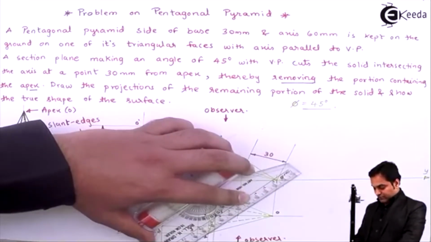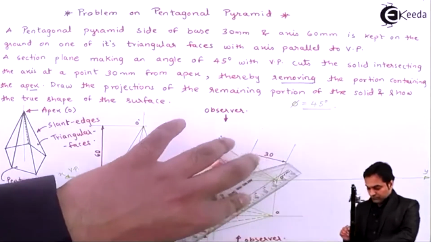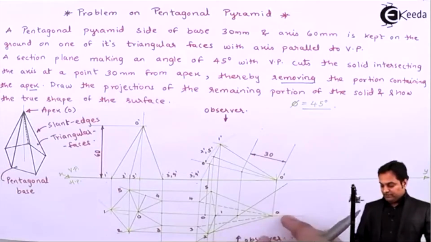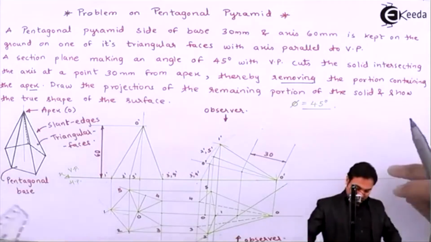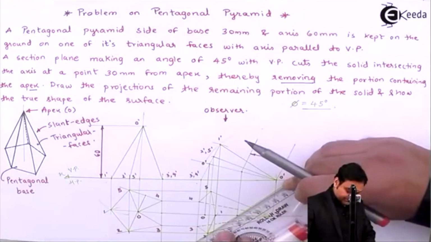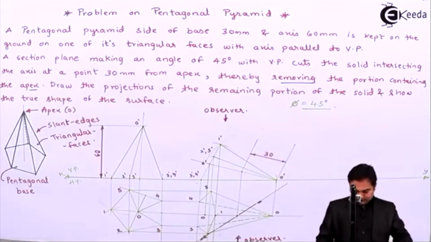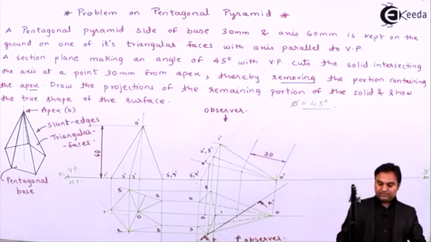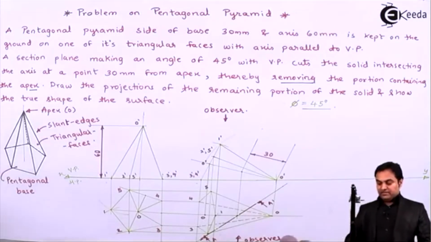Now when I am measuring 45 degrees and drawing a line, this light line shows the cutting plane line, and the portion in front of me containing the apex will be removed. So making this section plane line dark, cutting plane A dash, this is the viewing direction. Whatever portion is removed is with the apex that has been removed. What remains, I'll make it dark.